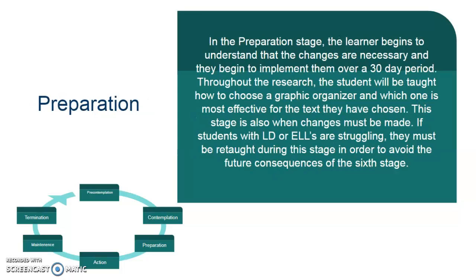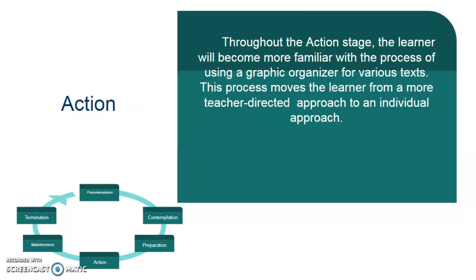The next stage is preparation, and the learner begins to understand that the changes are in fact necessary, and they implement them over a 30-day period. Throughout the research, the student will be taught how to choose the organizer, which one's most effective. This is also the stage when changes must be made. So students with learning disabilities or English language learners who are struggling need to be retaught during this stage in order to avoid the future consequences in the 6th stage.